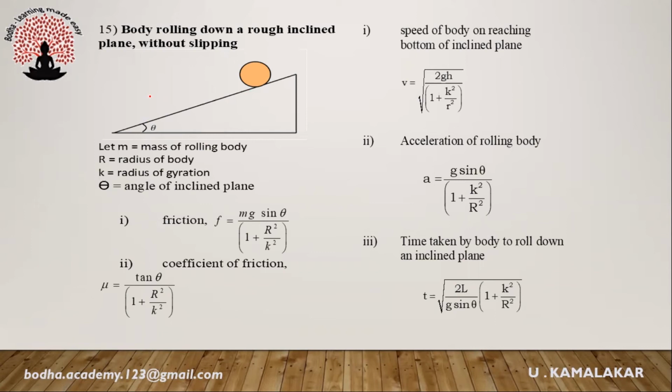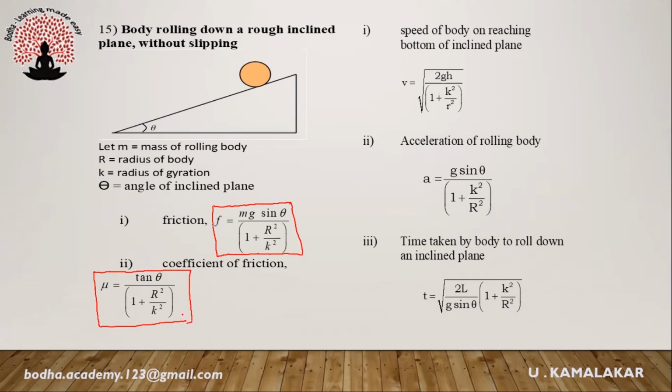Body rolling down a rough inclined plane without slipping. Let m be mass of rolling body, r be radius of rolling body, k is radius of gyration, and θ is angle of inclined plane. Then the frictional force acting is given as F = mg sinθ / (1 + r²/k²). And coefficient of friction μ is given as tanθ / (1 + r²/k²).